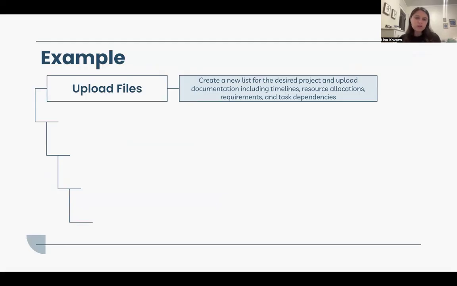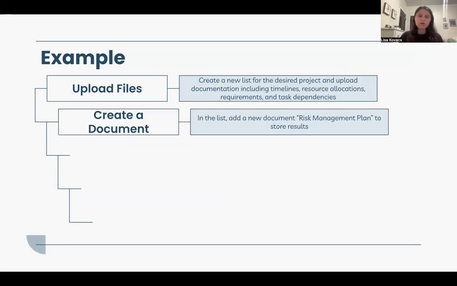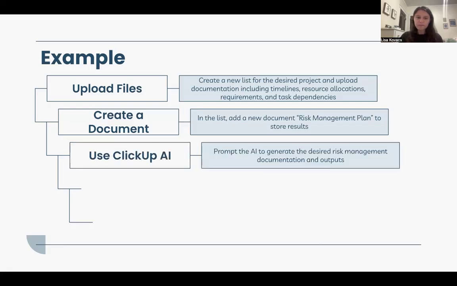And files you can include are timelines, resource allocations, requirements, dependencies, specific things like FMEAs and work instructions, stuff like that. Once you upload all those files, you can create a document within the list or workspace that you're in, and we'll call that risk management plan. And this will store all the results, reports, files, images that ClickUp generates.